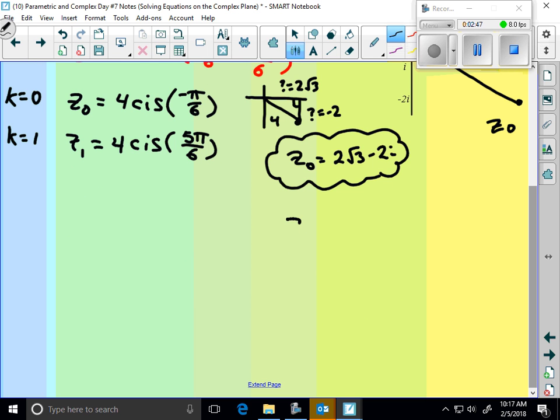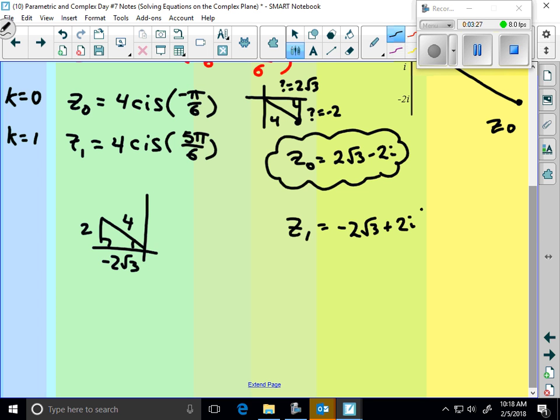The second one, z sub 1, would still be 4 as the radius, but now I'm going to sketch over here. What quadrant would that be in? Third quadrant. 5 pi over 6 would be right here. So there's your radius, or your modulus. This angle would be pi over 6, and therefore this would be 2, and this would be negative 2 root 3. So how would I write z1 in rectangular coordinates? Negative 2 root 3 plus 2i.